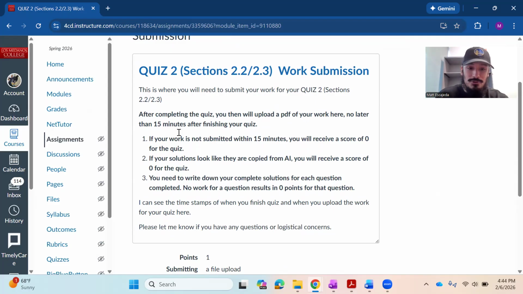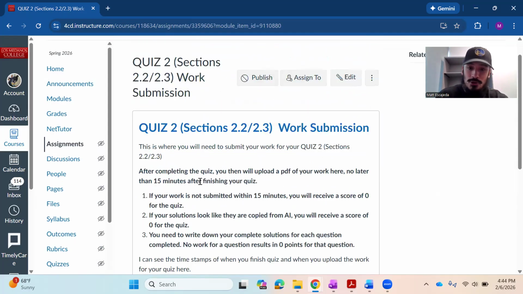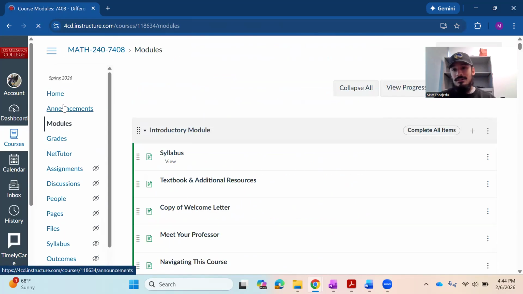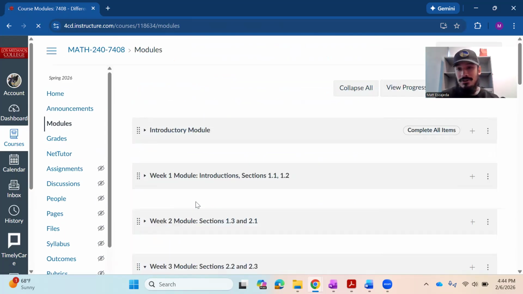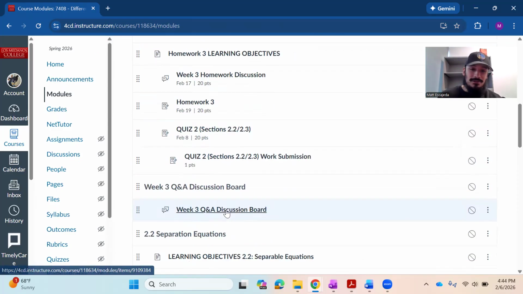Submit your work here as a PDF. Make sure all your work is there. No crazy solutions. Just do the work. So that's pretty much it.